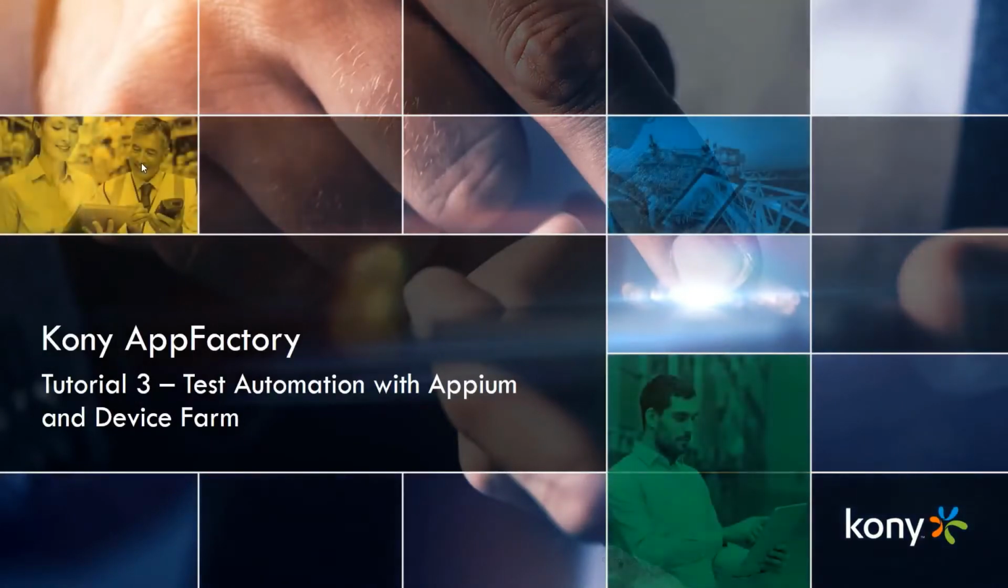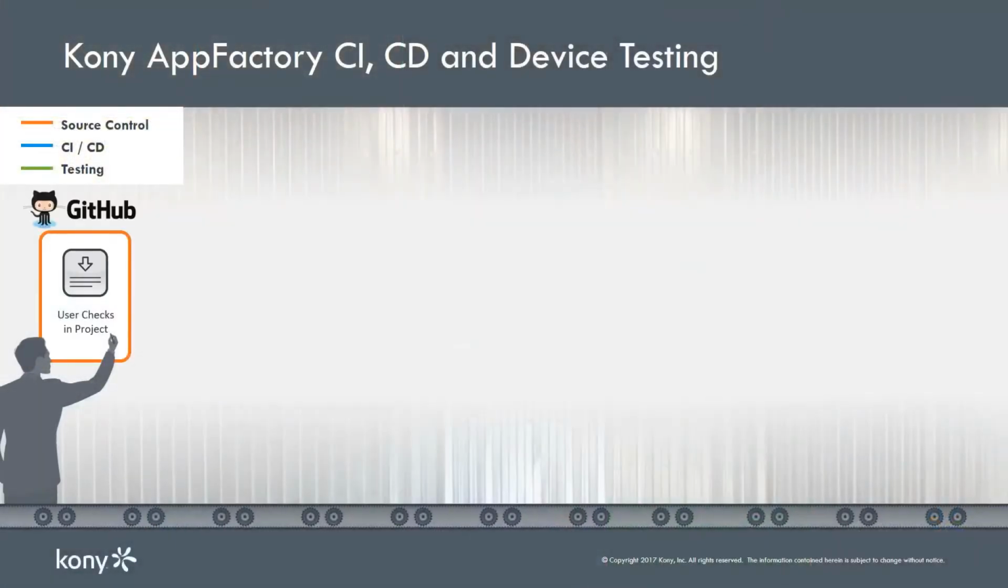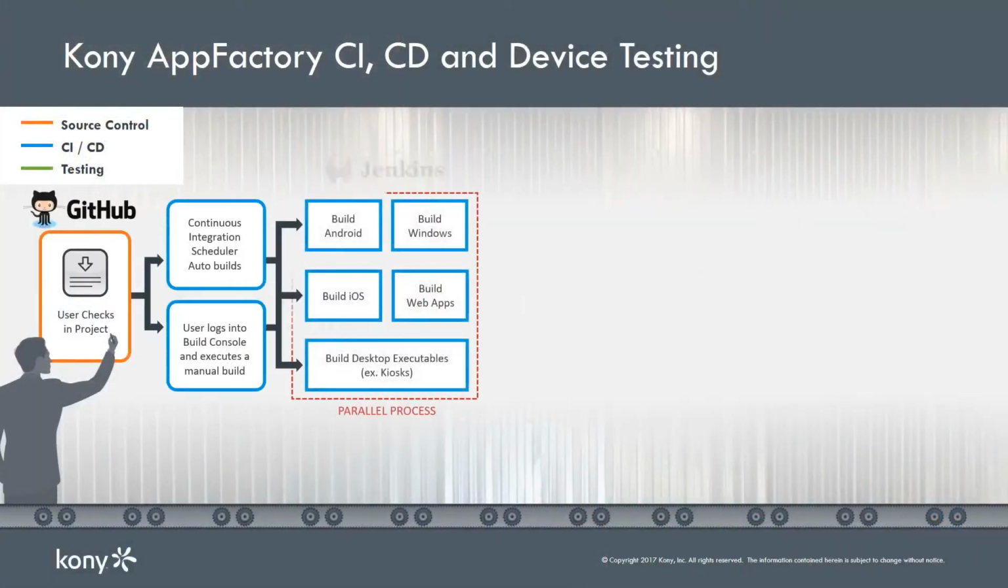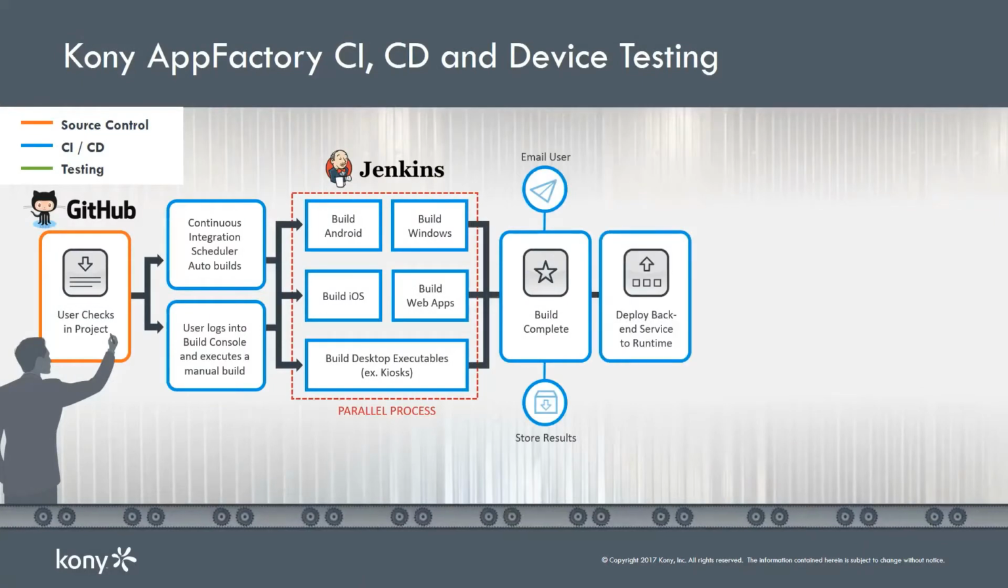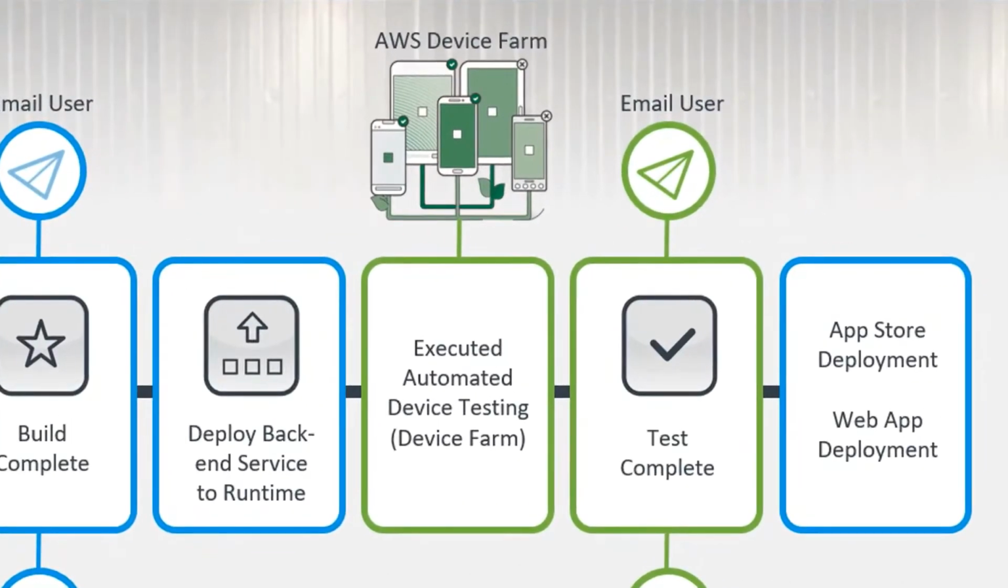Welcome to this video on using automated test scripts with Kony App Factory. In the previous videos, we learned how to configure an App Factory project to automate our build processes, and we performed our first manual build of a visualizer project across channels. In this video, we will focus on using the AWS device farm to test our Kony built apps using App Factory.